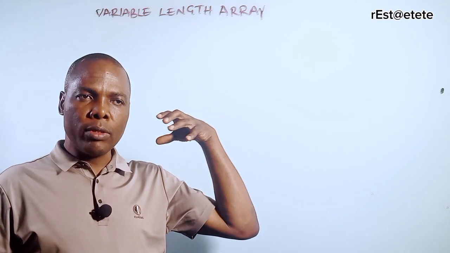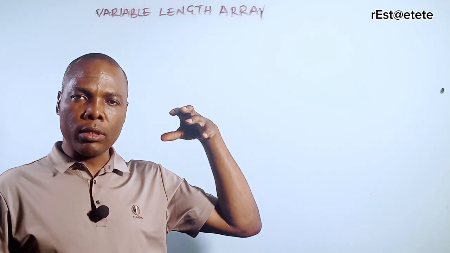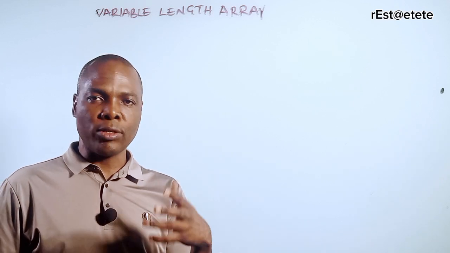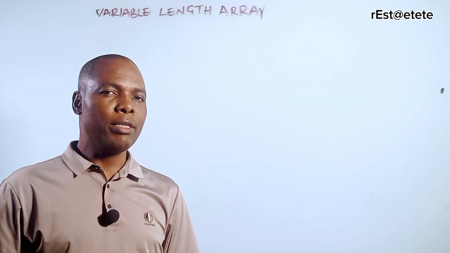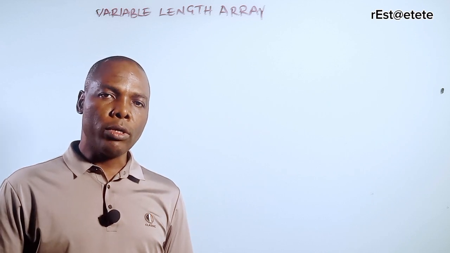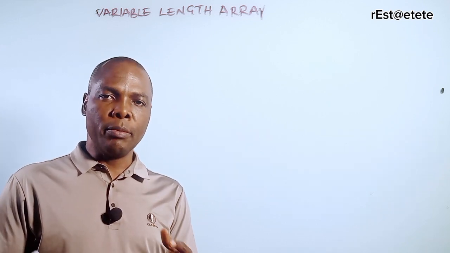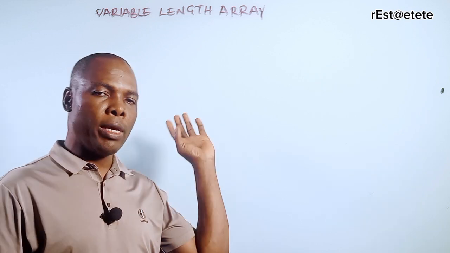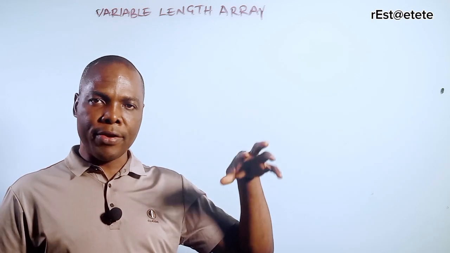Previously, what we've been doing was to declare an array and initialize it at compile time. But what if we don't know what the size is at compile time? What if the size is dependent on the user? What are we going to do? So that is where variable length array comes in.